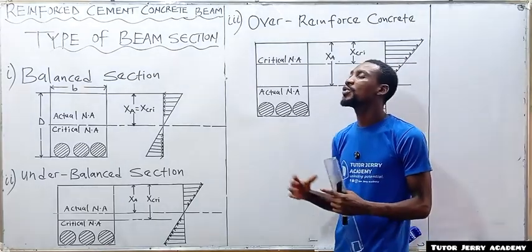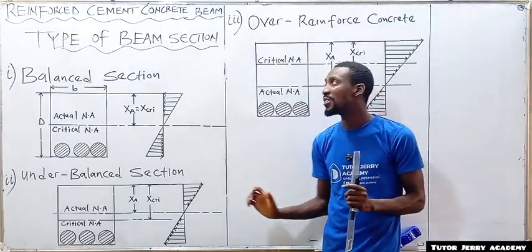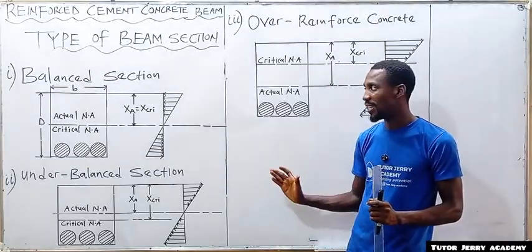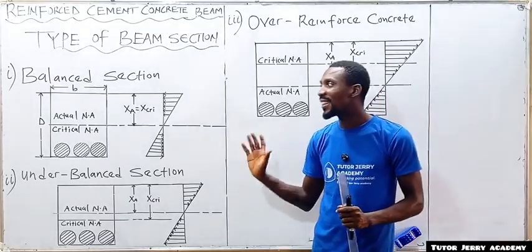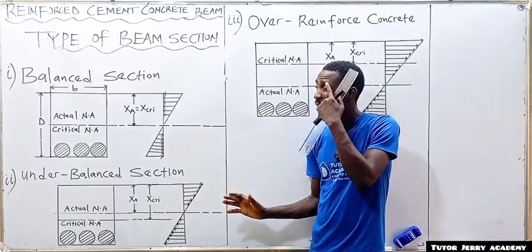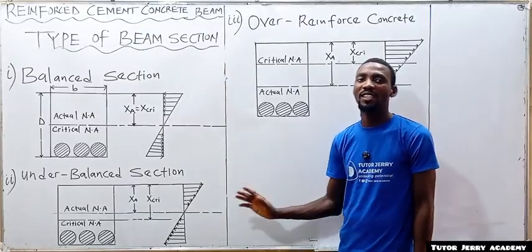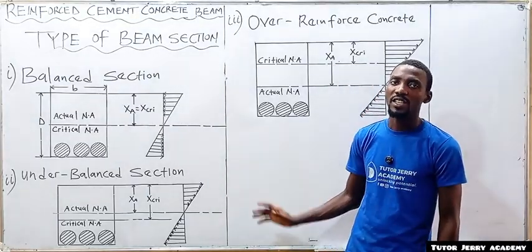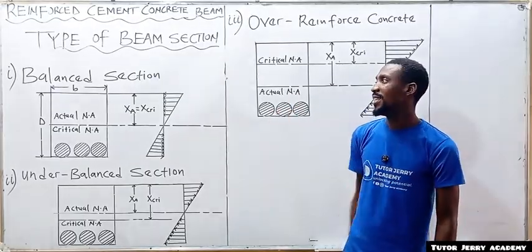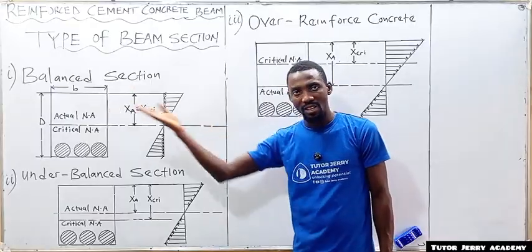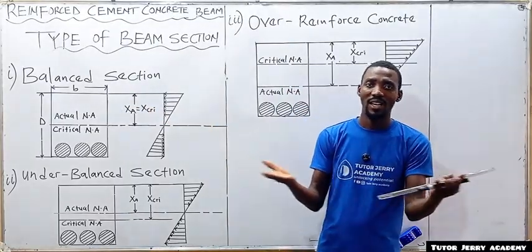All right, we are going to be looking at reinforced cement concrete beam, but we'll be considering the type of beam section. So we'll be considering basically three types of beam section. The first one is the balanced section, the second one is under balanced section, and the third one is over reinforced concrete. Now, the word balance means equilibrium. That is, two things are at equilibrium.